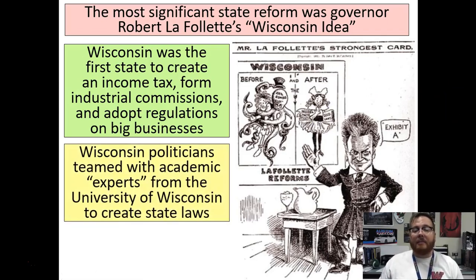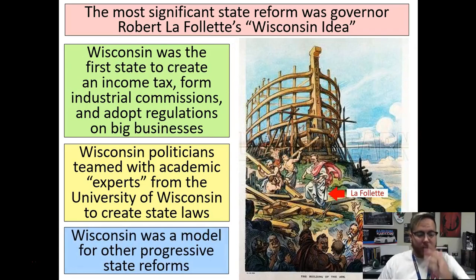Wisconsin politicians teamed up with academic experts from the University of Wisconsin to create state laws. "Experts" is in quotes there because they weren't employees. They didn't necessarily call themselves experts. They were just professors from the University of Wisconsin. And doing so allowed for more effective and efficient legislation. Wisconsin, as a result, was a model for other progressive state reforms. This is another comic from the time that shows Robert La Follette right here building an ark which is called Principle.